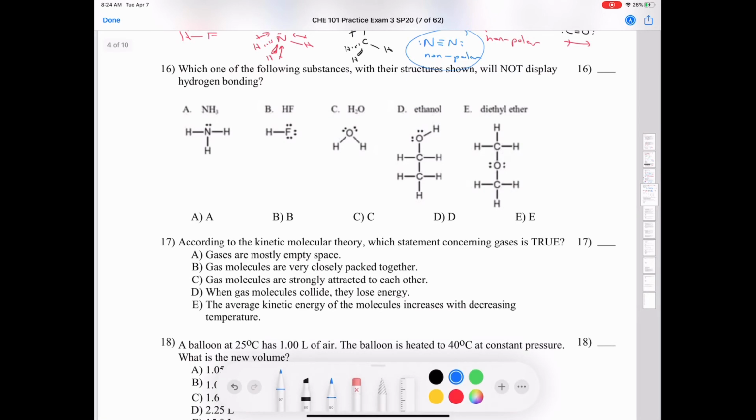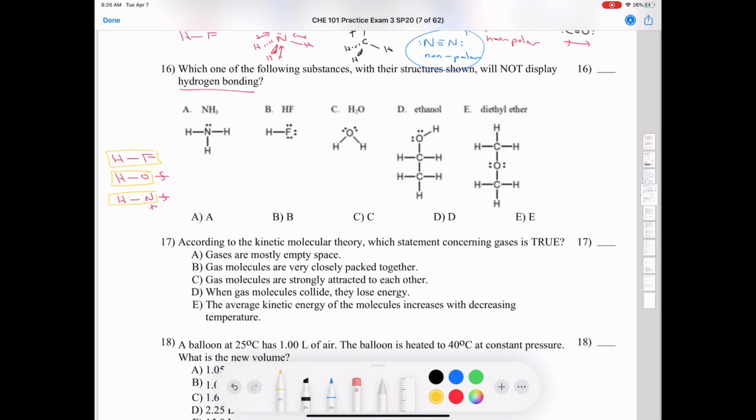Moving on to 16. Which one of the following substances with their structures shown will not display hydrogen bonding? You might remember the requirements for hydrogen bonding: you have to have a hydrogen bound to a fluorine, a hydrogen bound to an oxygen, or a hydrogen bound to a nitrogen. So we're looking for a nitrogen-hydrogen bond, an oxygen-hydrogen bond, or a fluorine-hydrogen bond.